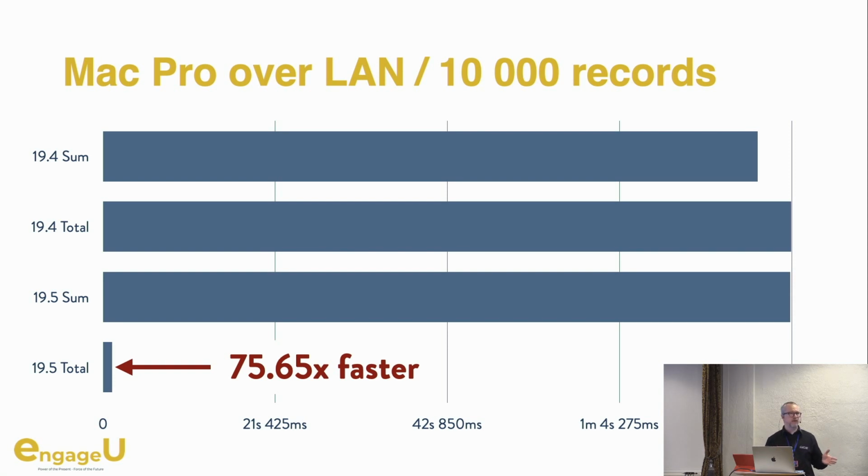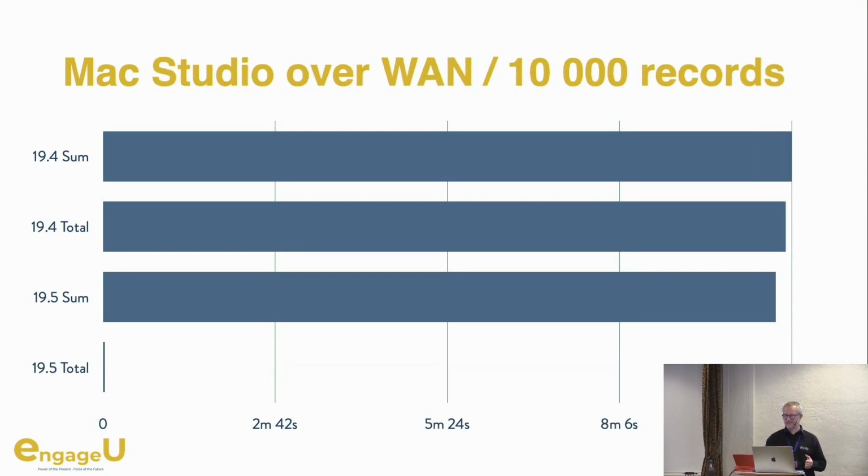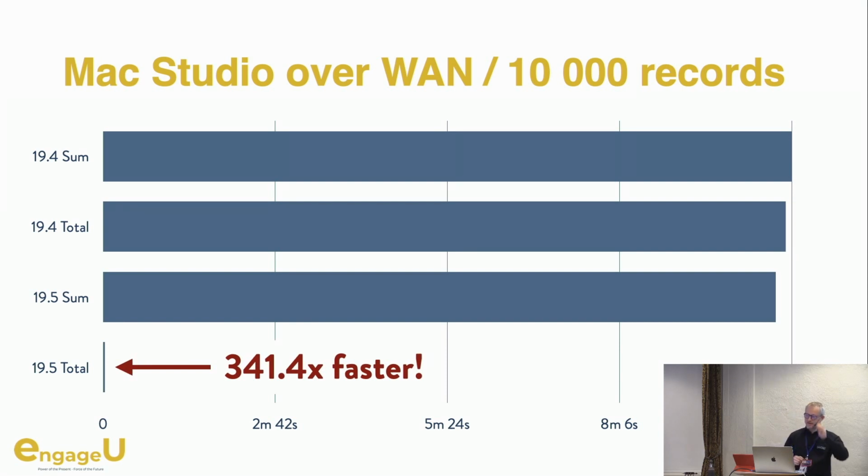How much faster do you think 19.5 is calculating summary fields on a server when connecting over a slow network to a Mac Studio? Any guesses? 120 times. 340 times. So this is a huge difference.